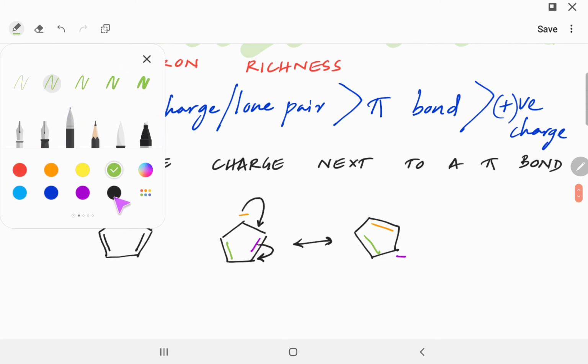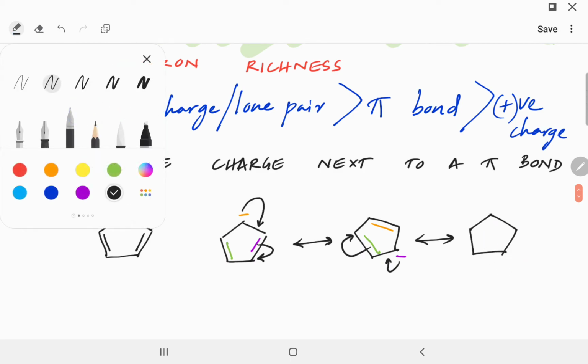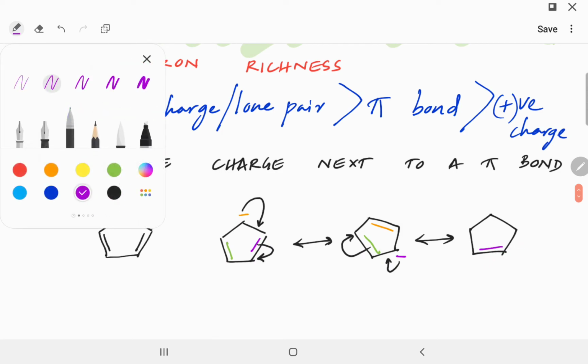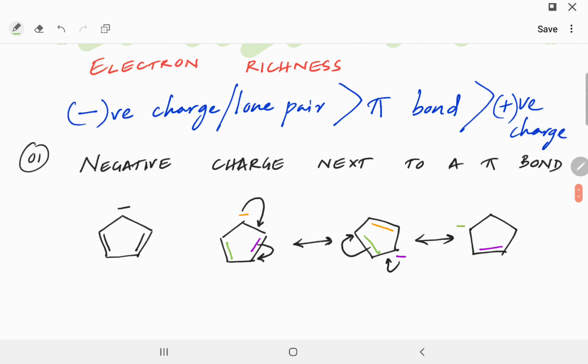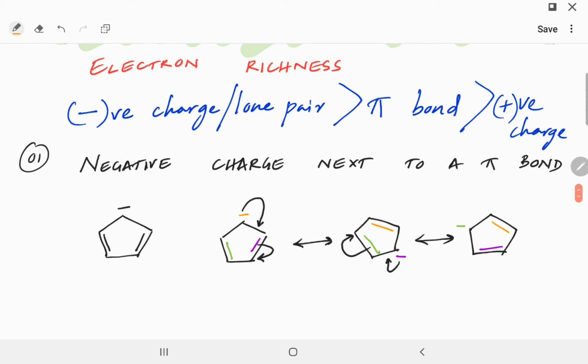All right, so let's move it around. We can go further, actually. Now we can move this negative charge between these two carbons and then break the green bond onto the top carbon. If you do that, you will get something like this. You are getting a magenta bond between these two carbons and then a green negative charge, and of course the orange pi bond was unchanged. Maybe we can move further.